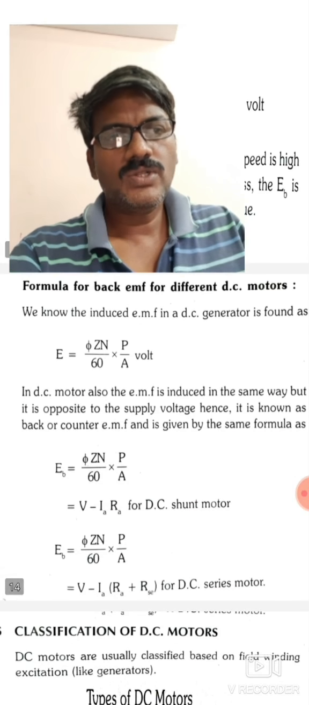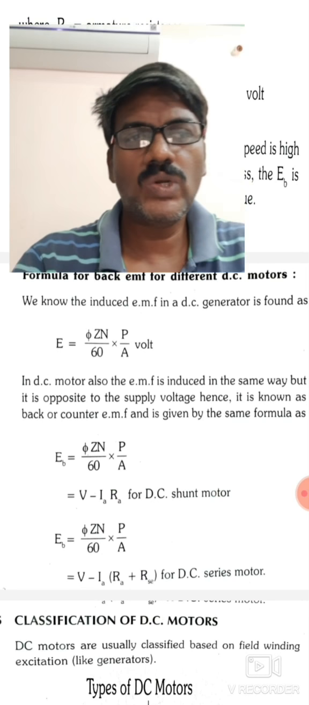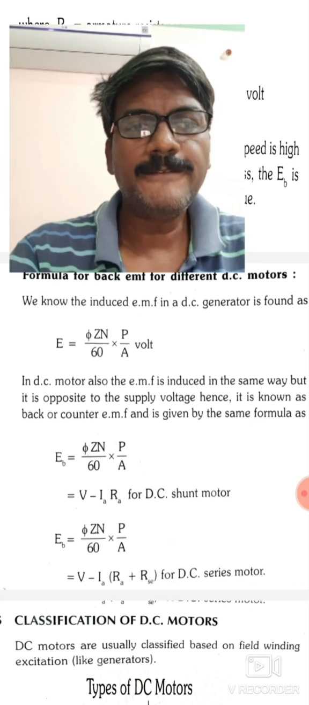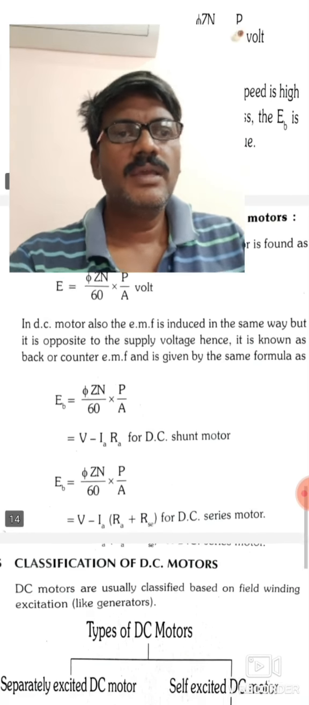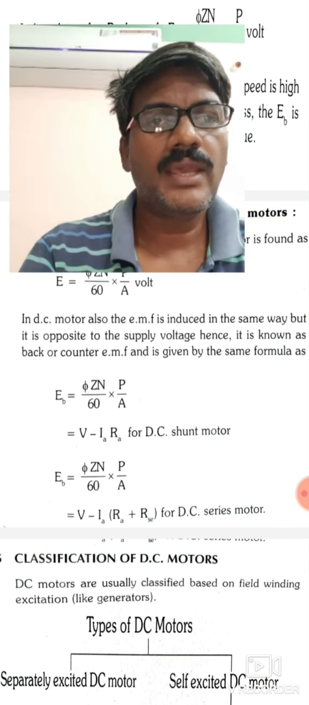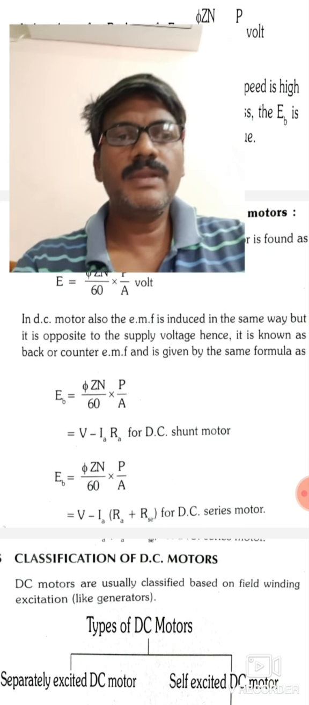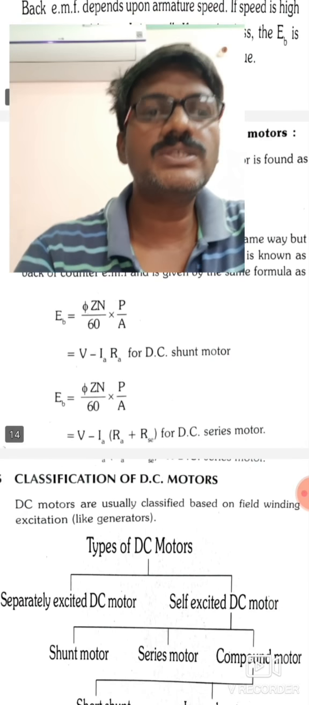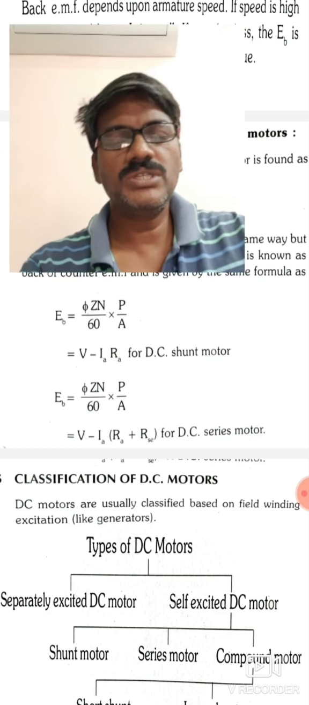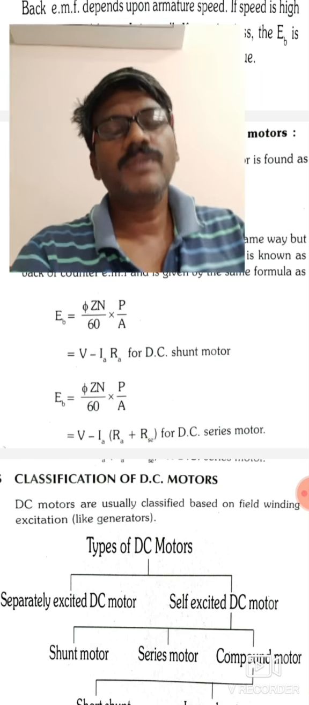In a DC motor also, the EMF is induced in the same way, but it is opposite to the supply voltage. Hence, it is known as back EMF, and it is given by the formula E is equal to ΦZN/60 × P/A. So back EMF is equal to V minus Ia Ra for a DC shunt motor, and V minus Ia into (Ra plus Rse) for a DC series motor.